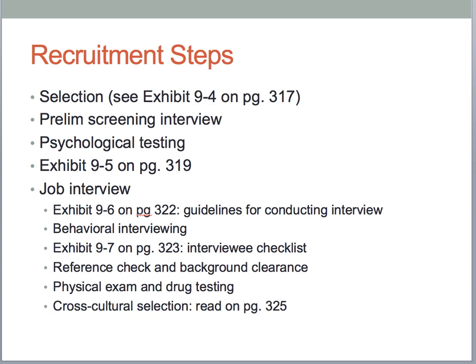Exhibit 9.5 on page 319 goes into some greater details on these steps. You would look at the job interview, and you can look at some of the guidelines for conducting the interview on page 322, Exhibit 9.6. It's very interesting how many people are not good at interviewing and not good at being interviewed.